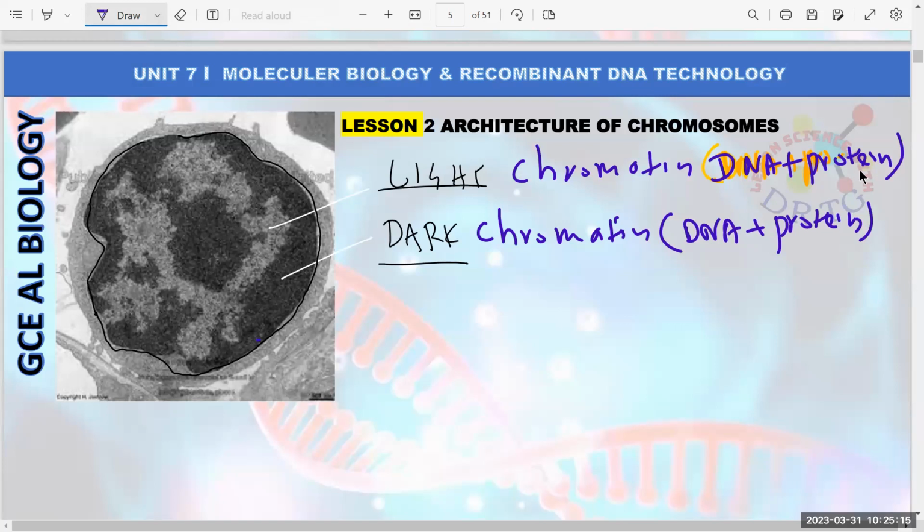The common protein is known as histone. So people write DNA plus histone, because histone is the biggest protein inside this chromatin. But generally, there are other proteins, minor proteins as well. So DNA plus protein is the chromatin. But why still dark and light areas? Why do we see dark areas and light areas? Do you know the answer for this?